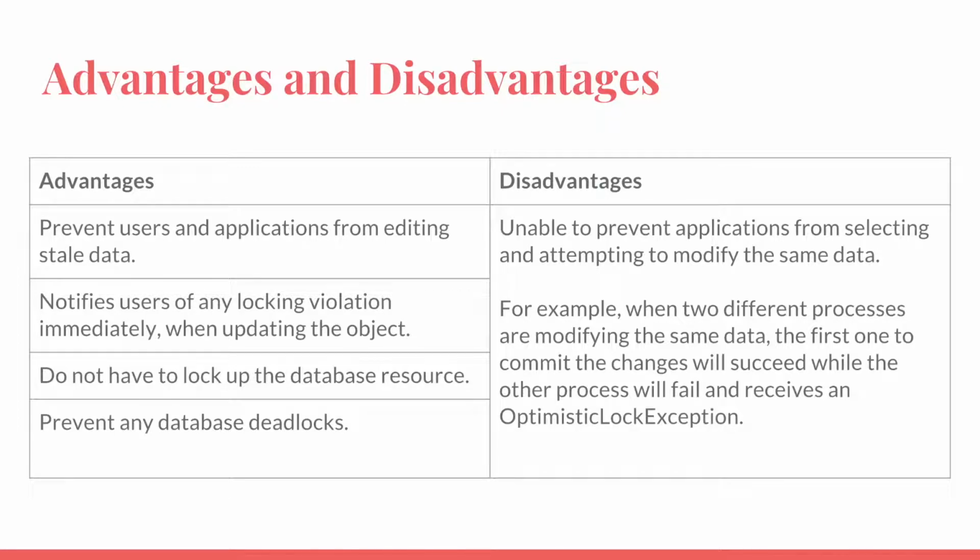The disadvantage of optimistic locking is that it's unable to prevent applications from selecting and attempting to modify the same data. So for example, when 2 processes are modifying the same data, the first one that commits or saves the changes will succeed, while the next one will actually fail and receive an exception.